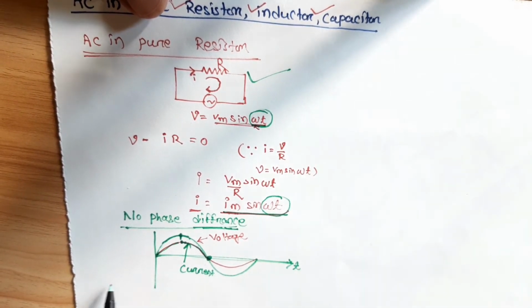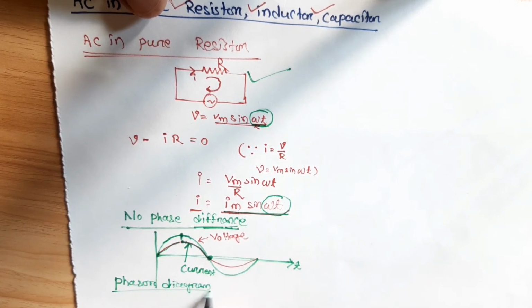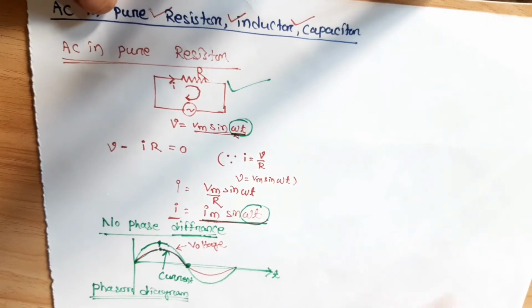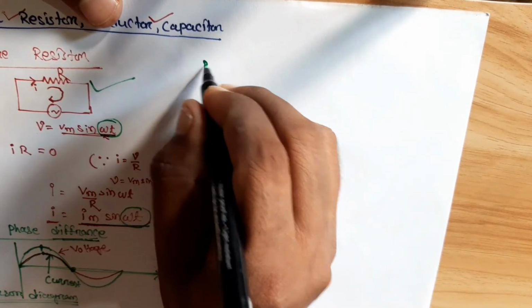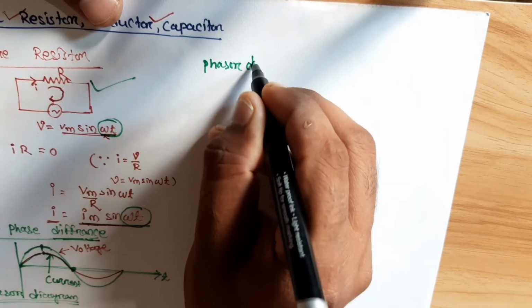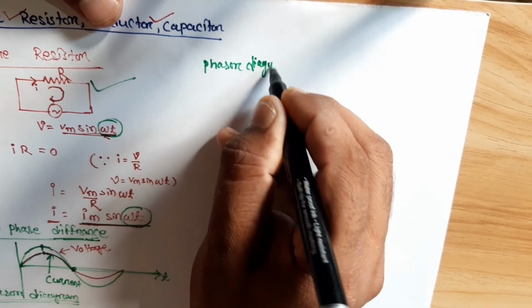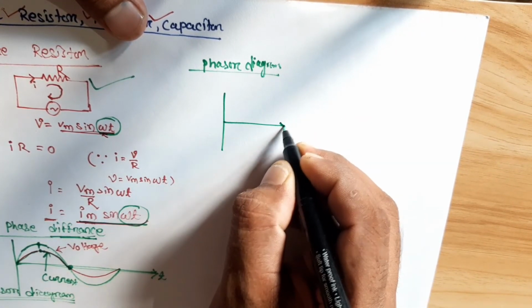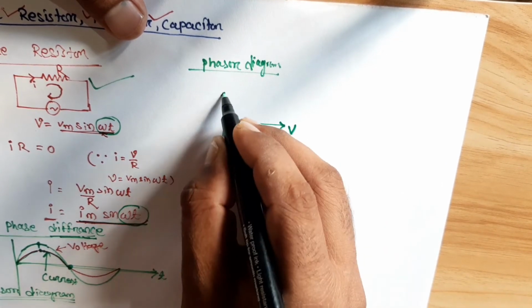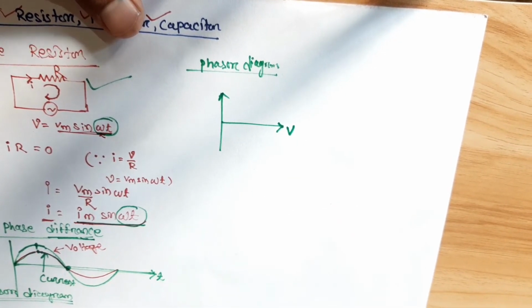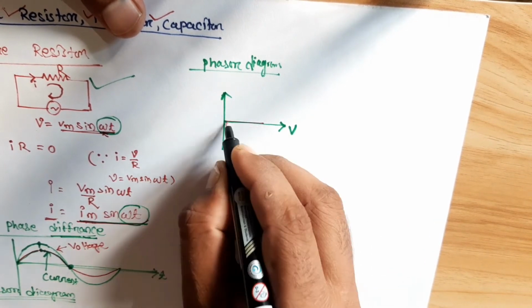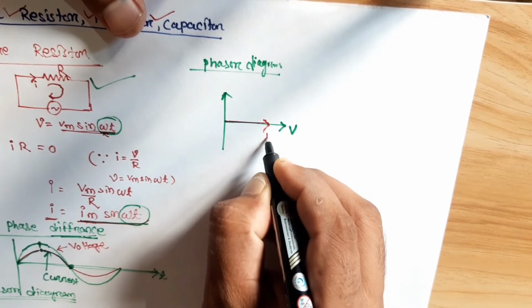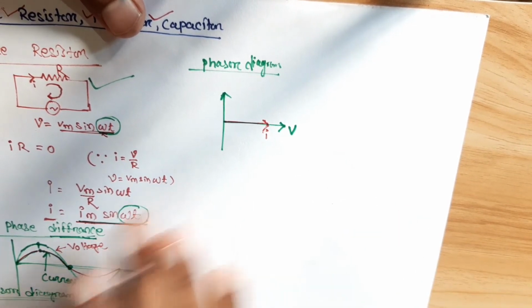If you draw the phasor diagram, the phasorial representation, I am drawing it here. This is the voltage. Then the current appears in phase with this. This is I, in phase with this voltage, and there is no phase difference between them.